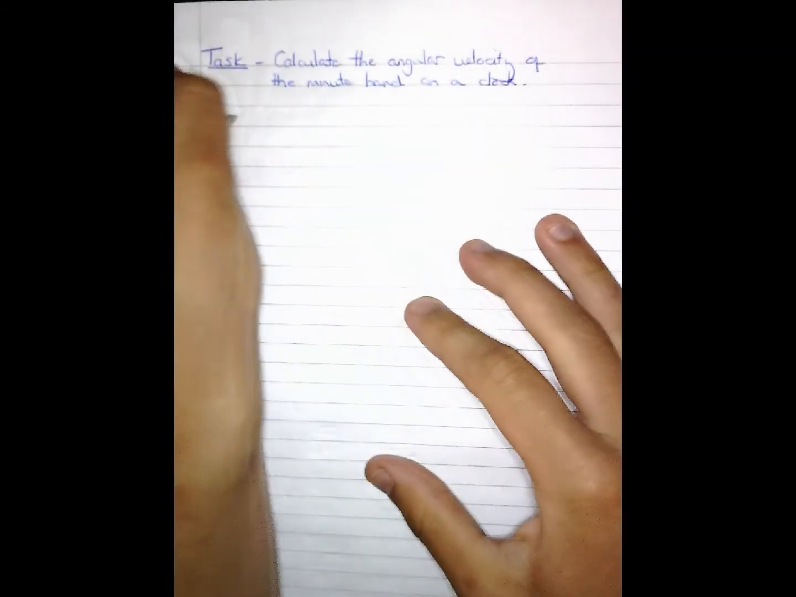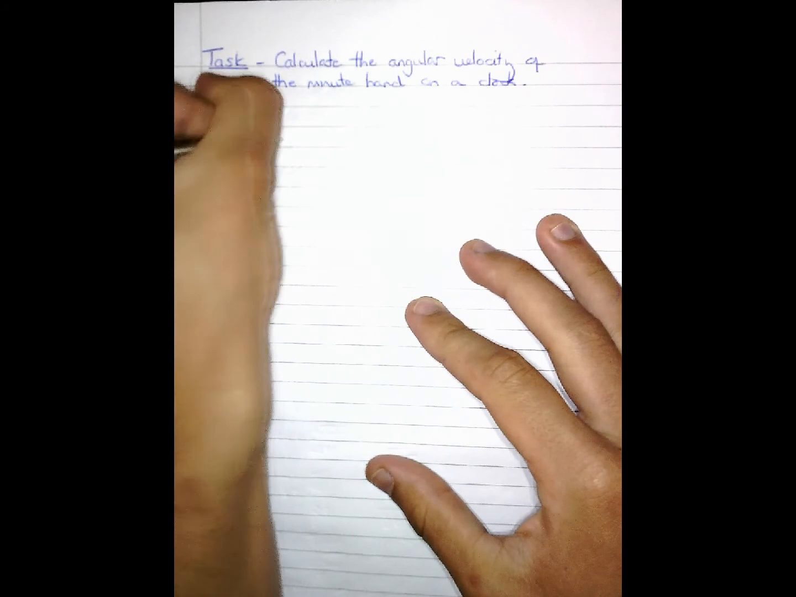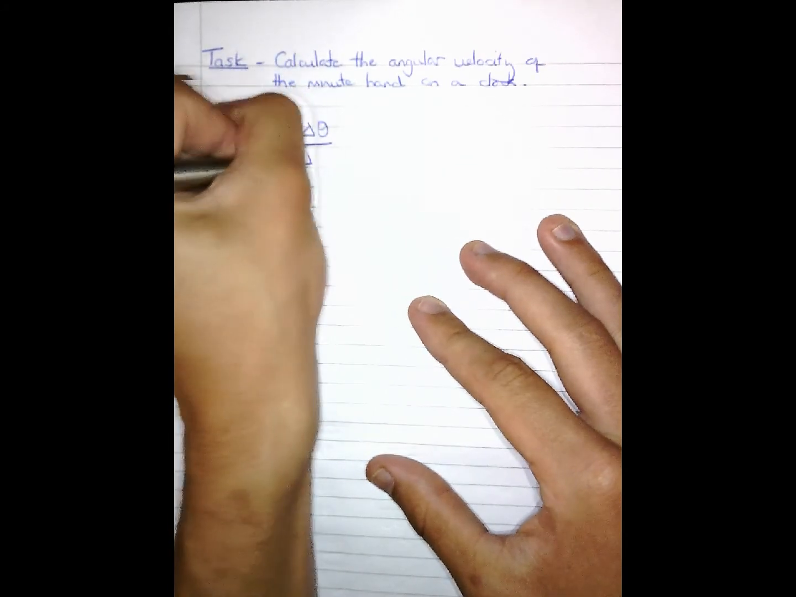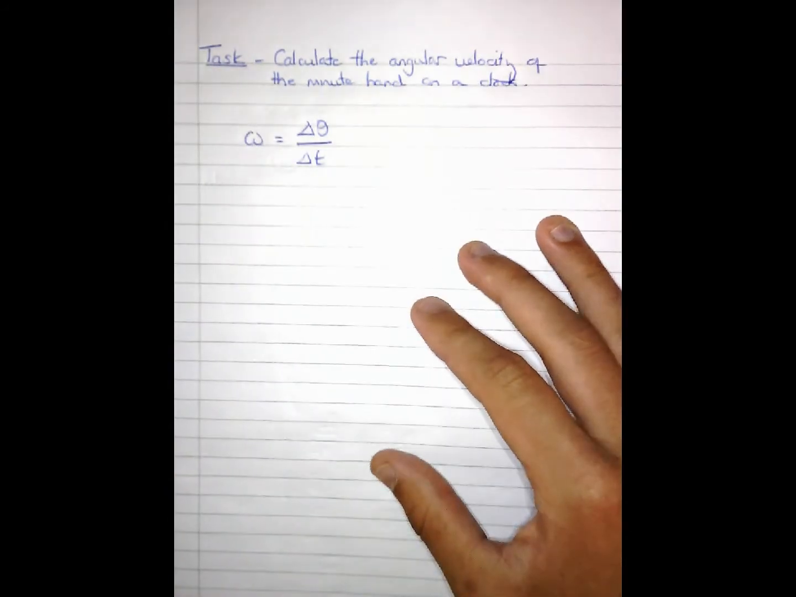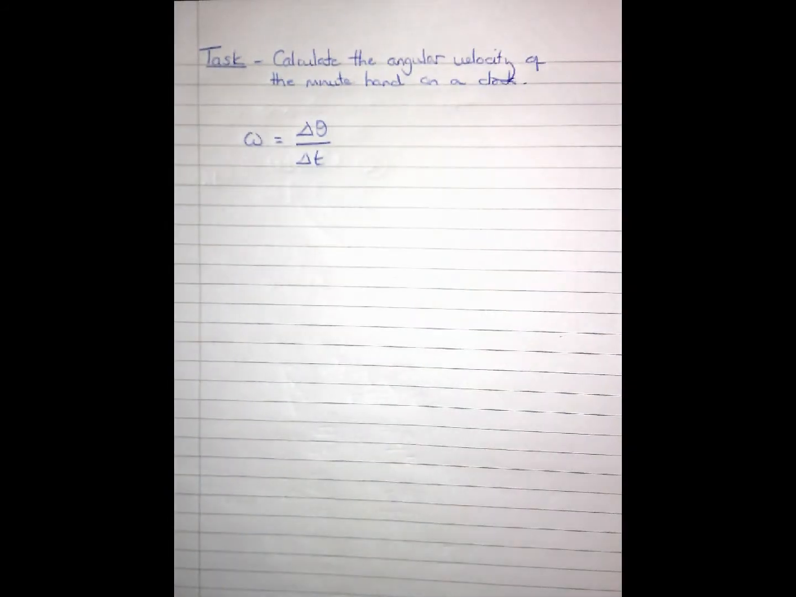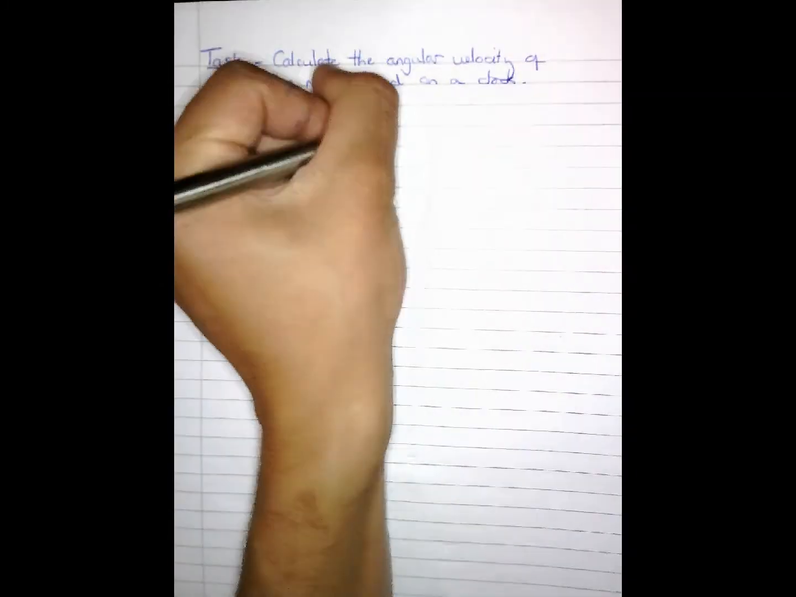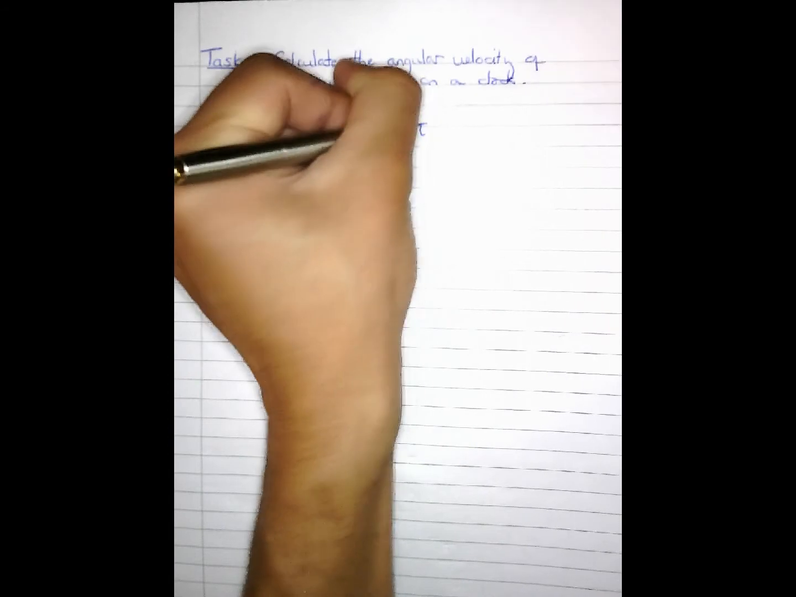So for this problem, if we go to our definition of angular velocity, omega equals delta theta, change in angle, over delta t, change in time, and see if we can apply that. It's a good way to start with these sorts of questions. So if we're thinking about one path of the minute hand around the clock, our change in angle is going to be 2 pi.